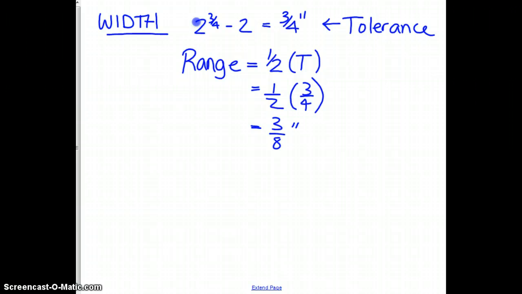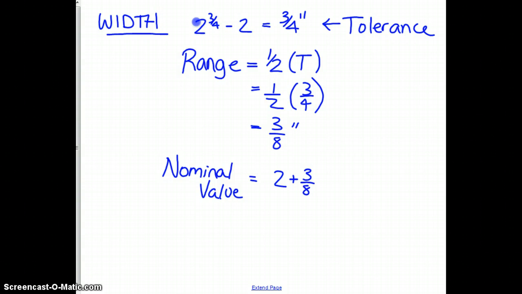Now the nominal value is going to be 2, because 2 is your minimum value, plus 3/8. Now the reason it's plus 3/8 is because that's the halfway point between the upper and the lower boundaries. So we have the plus 3/8, and then plus or minus half of our tolerance, which is 3/8. So our nominal value, remember, is halfway between your max and your min. So halfway between your max and your min is your min value plus your range, and then you have to still add half your tolerance.